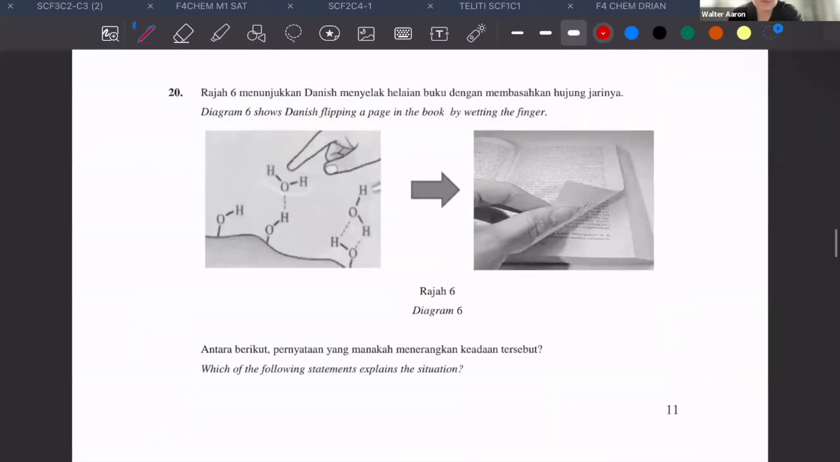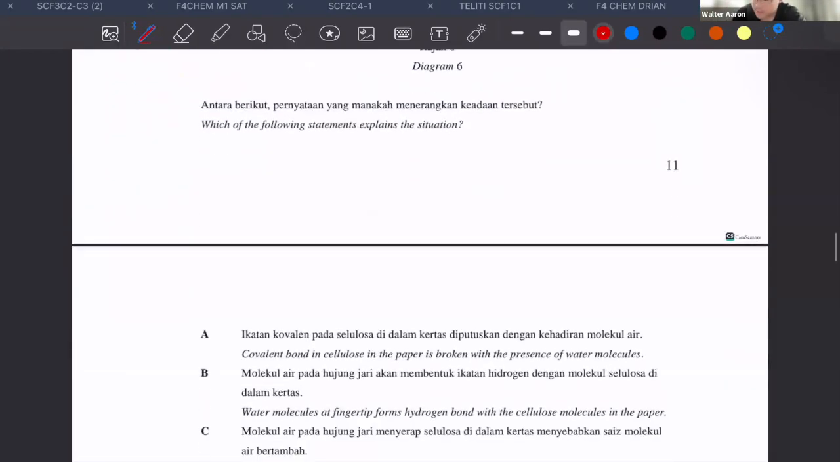20. Diagram 6 shows a student flipping a page of a book with a wet finger. All right. So which of the following statements explains the situation? So I was referring to hydrogen bonding, right? You can see here, this is actually a hydrogen bond. A hydrogen bond is very strong in the sense that molecules attract to each other very well. Water molecules have very high cohesive properties because of this hydrogen bonding. So when you use a wet finger to turn a page, there is a possibility that a hydrogen bond will form between the book page and your finger. So that could be an easy way to flip the pages.